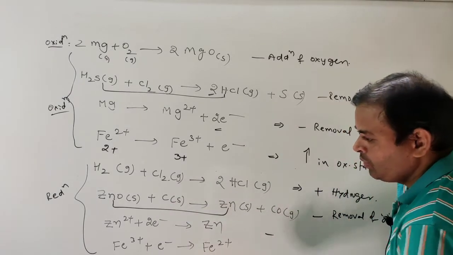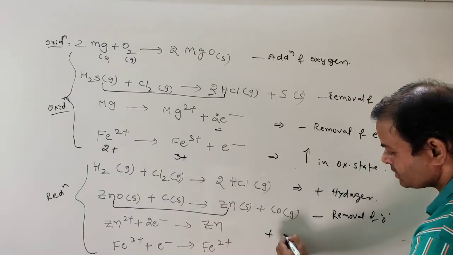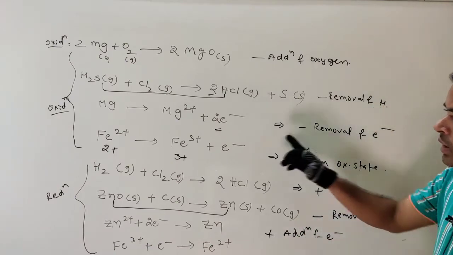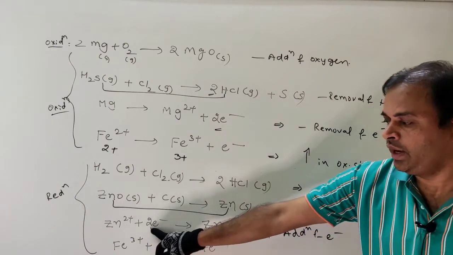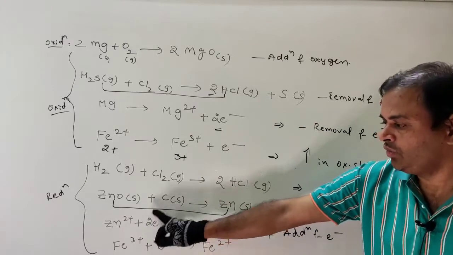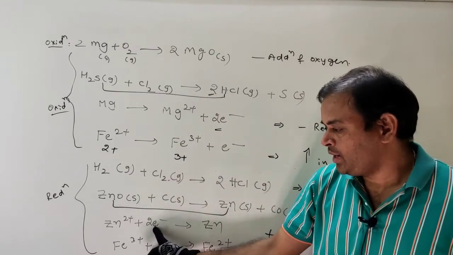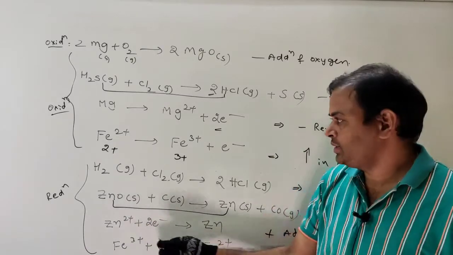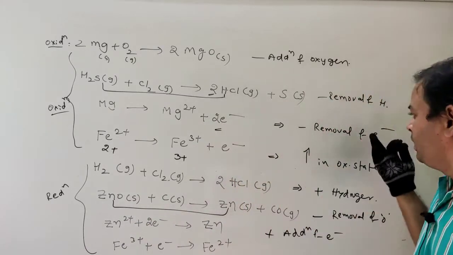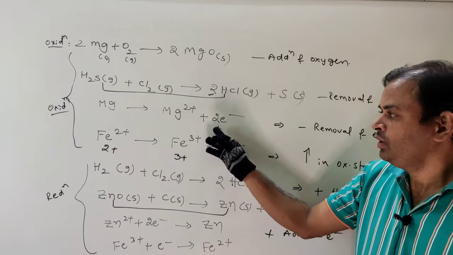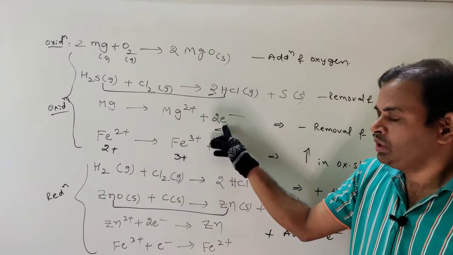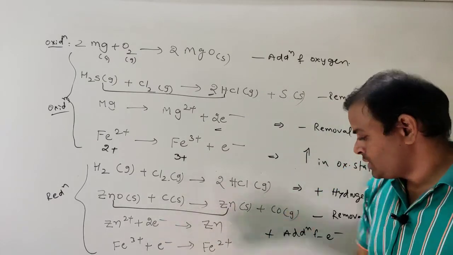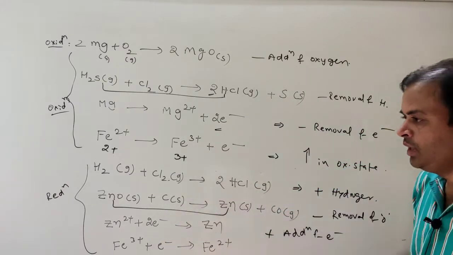So here, what is addition of electrons? Addition of electrons is the reverse of this. Here removal of electrons, here addition of electrons. If electrons are added, you must show these electrons on the left side, the reactant side. If electrons are removed, you must show these electrons on the product side. So addition of electrons is reduction.